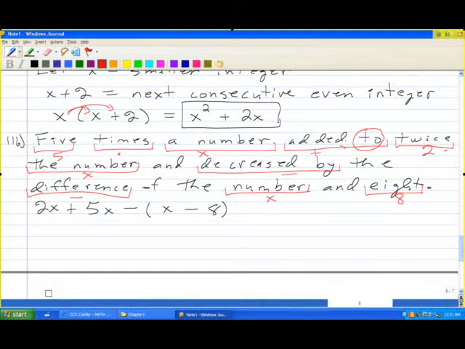Okay, so now let's combine like terms. 2x plus 5x is 7x. I have a negative outside of parentheses, so by the distributive property, let me multiply the negative inside the parentheses. Negative 1 times x is a negative x. Negative times negative 8 is a positive 8. Combine like terms. 7x minus x is 6x plus 8.